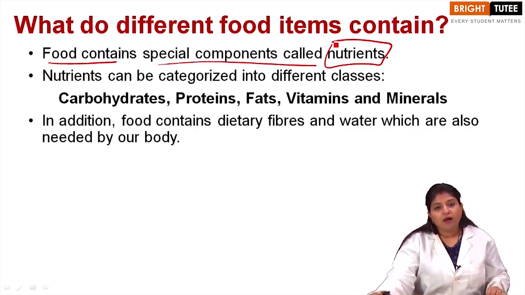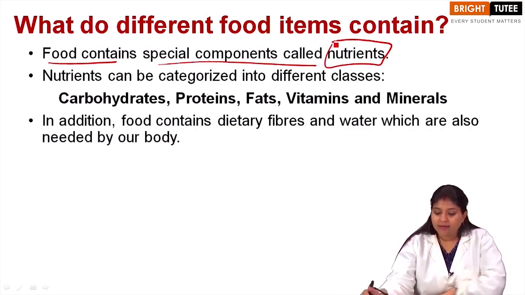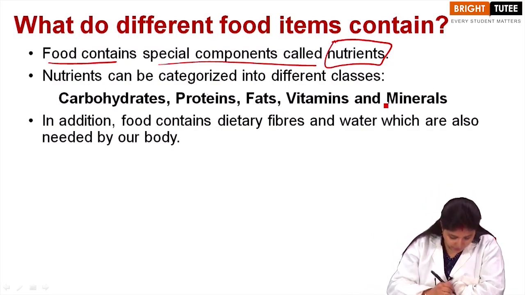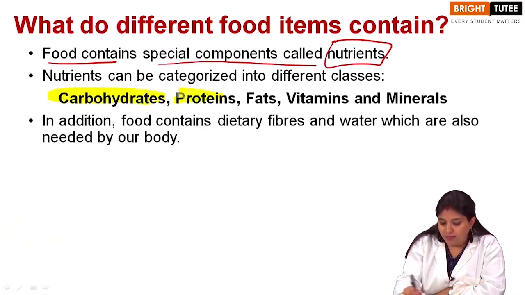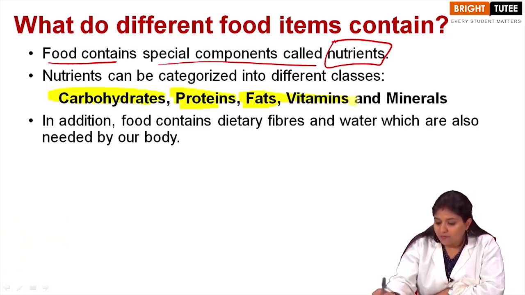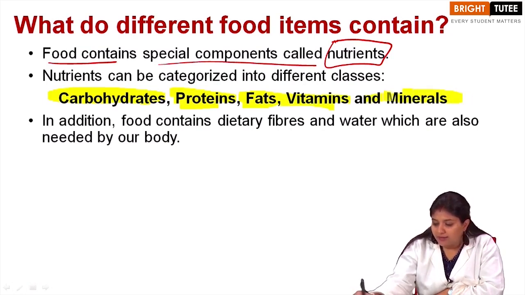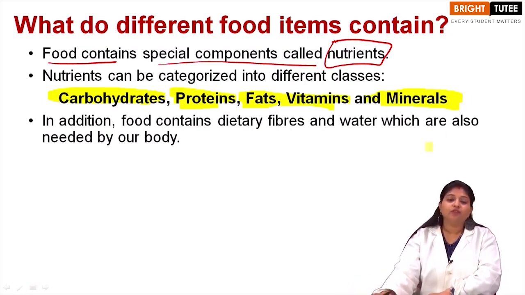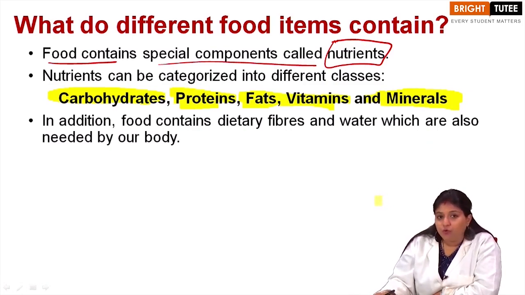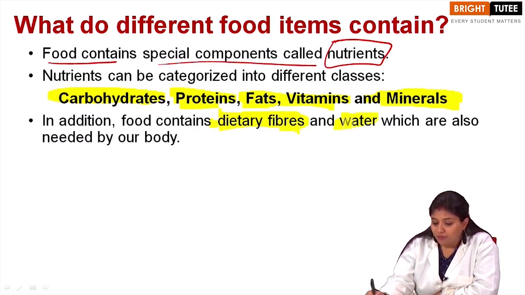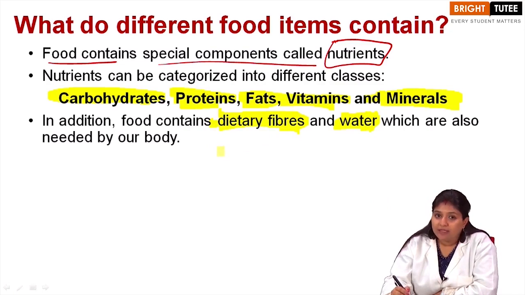They are needed by your body, and these nutrients can further be classified into carbohydrates, proteins, fats, vitamins and minerals, right? These are the important components which help in the growth and protection of the body. Apart from that, the food also contains dietary fibers and water, right? So we know that water and dietary fibers are further needed by the body.